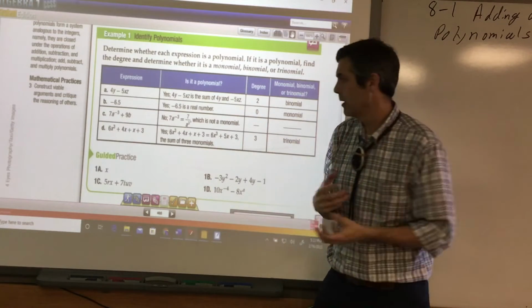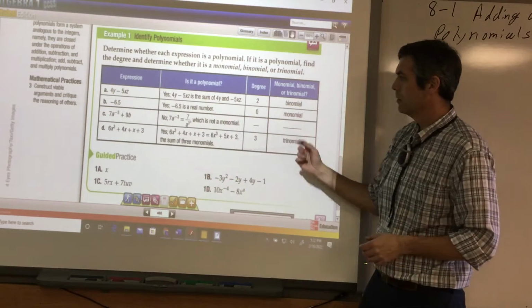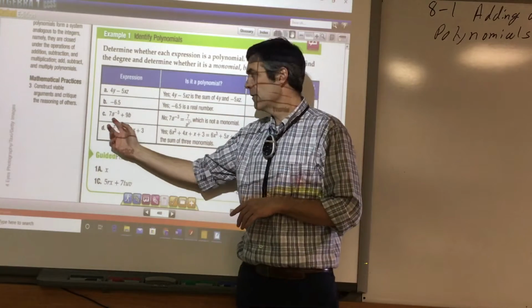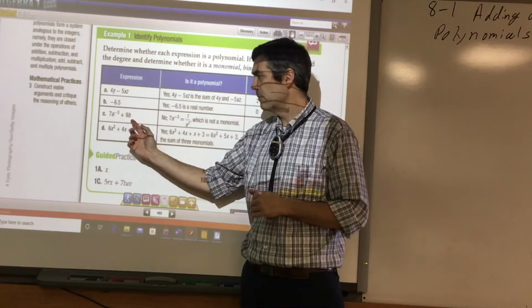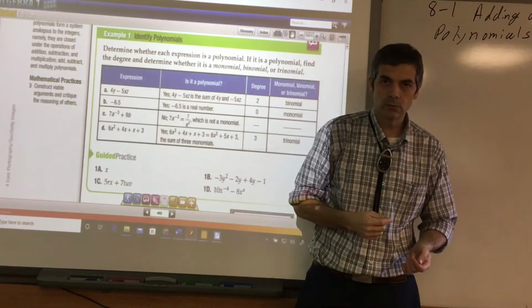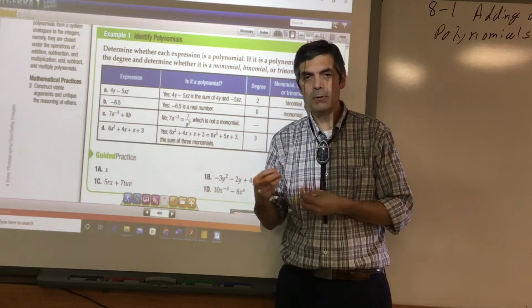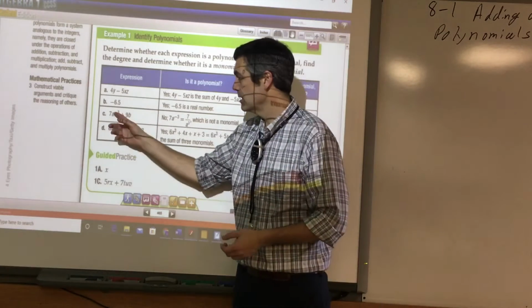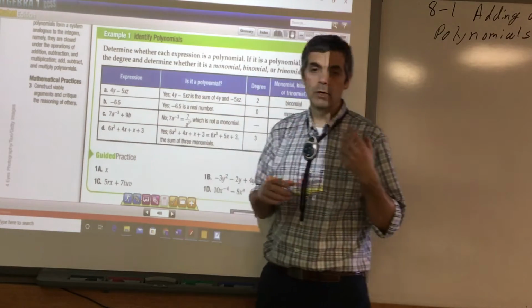That's what they're talking about here. So this is a monomial, and the degree is 0. Now this one, 7a to the negative third plus 9b, well, remember your exponent rules. If you have a negative exponent, it's just on the wrong side of the fraction line. So what this ends up being is this is moved down to division.